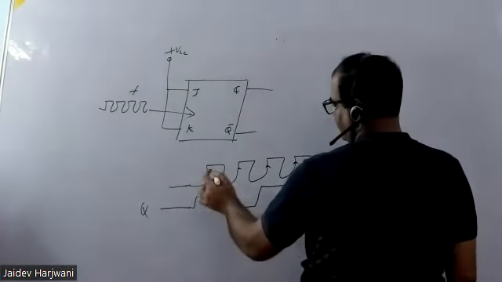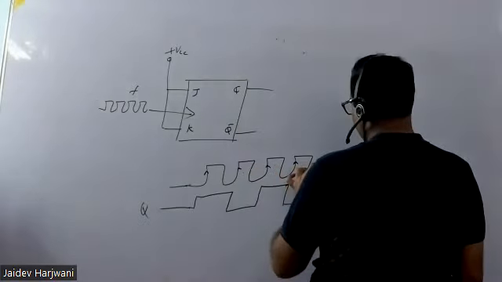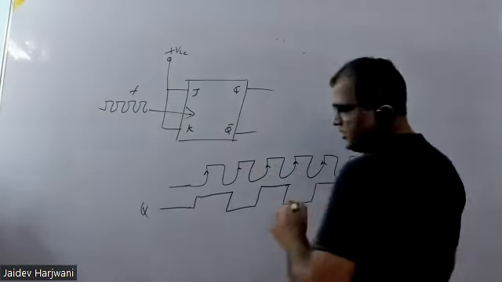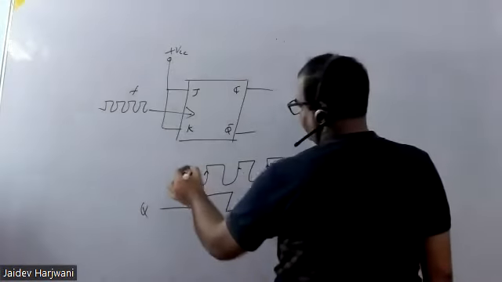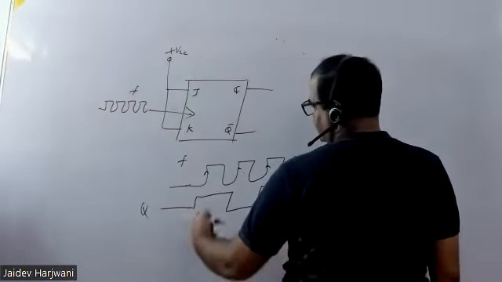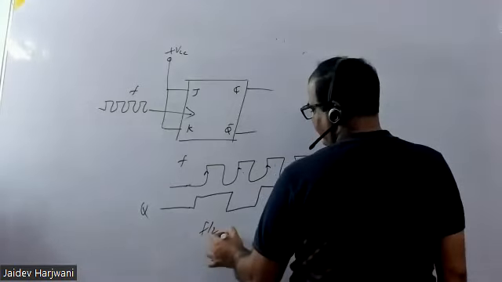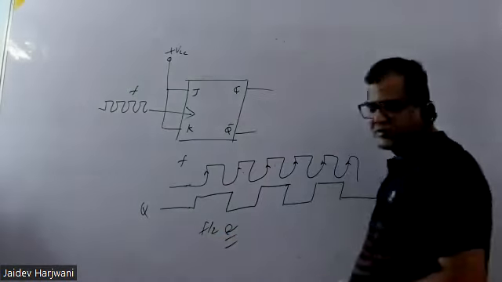If it is 1, 2, 3, 4, 5, 6 for the clock and 1, 2, 3 for the output, then the frequency is what? F by 2. So if the frequency of the clock is F, then the output frequency will be F by 2. And that is the answer. That's the only question they asked.